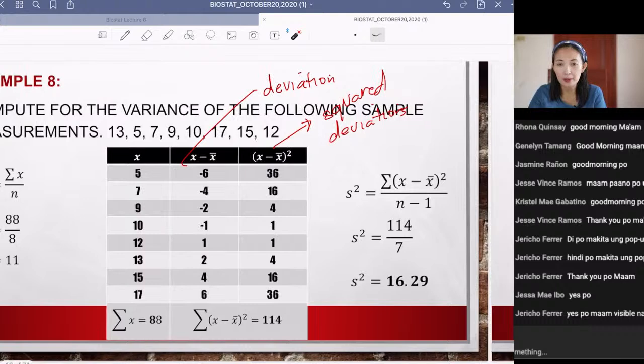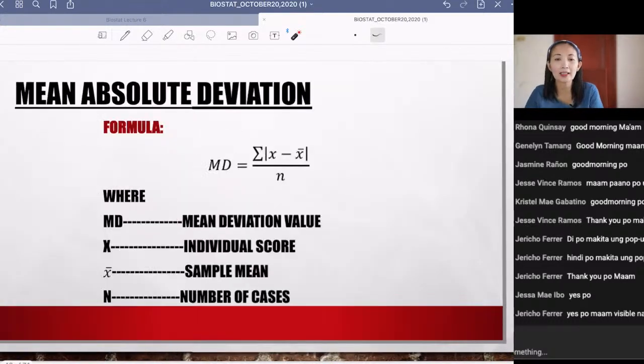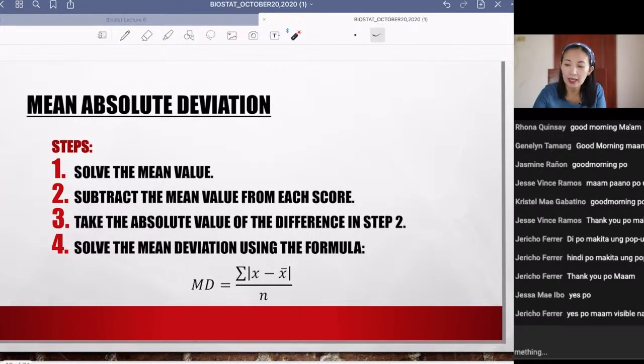But this time, for mean absolute deviation, you simply get the difference of each score from the mean, get the total, divided by n. But again, it has to be absolute value. So, all positive. Now, let's look at one example. Once again, the steps are, first, you have to know the mean value and then subtract, okay, the mean value from each score. Okay, take the absolute value and then apply the formula.